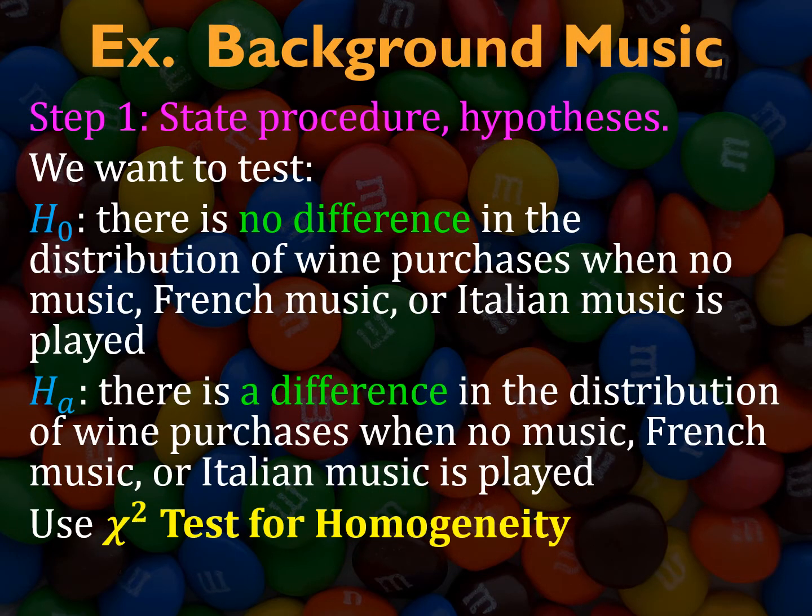So let's take a look at the steps to the chi-square test for homogeneity. The null hypothesis is that there is no difference in the distribution of wine purchase when no music, French music, or Italian music is played. Alternatively, there is a difference in the distribution of wine purchases based on the type of music. This is called the chi-square test for homogeneity. I would strongly discourage you from abbreviating homogeneity.